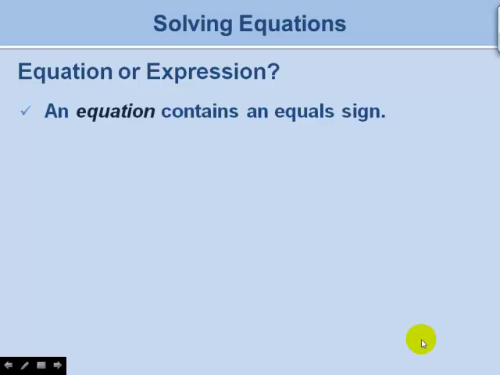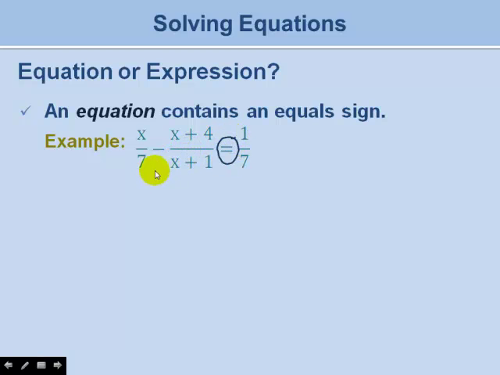You can tell an equation because it contains an equal sign. So for example, here's an equation that has some rational expressions in it. The thing that tells you you have an equation to solve is the equal sign right here. So this one you would be solving for x, because that's the variable.